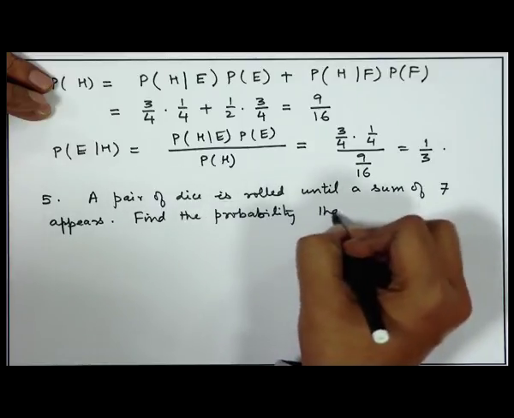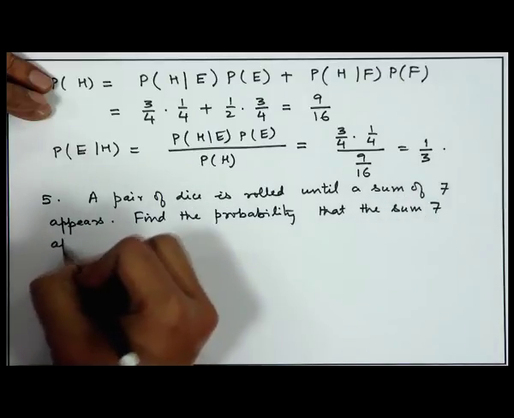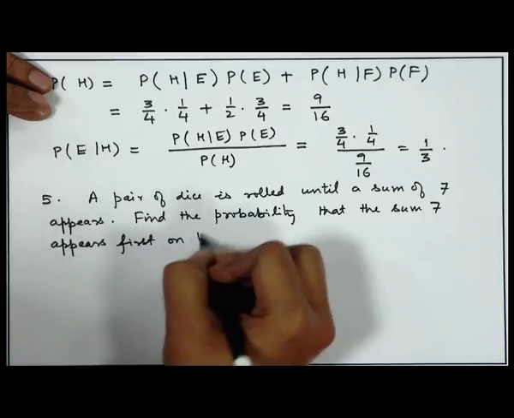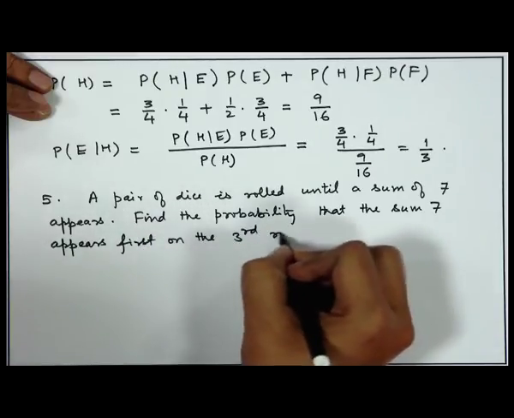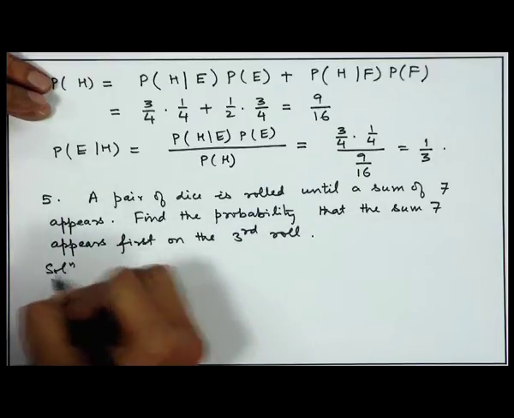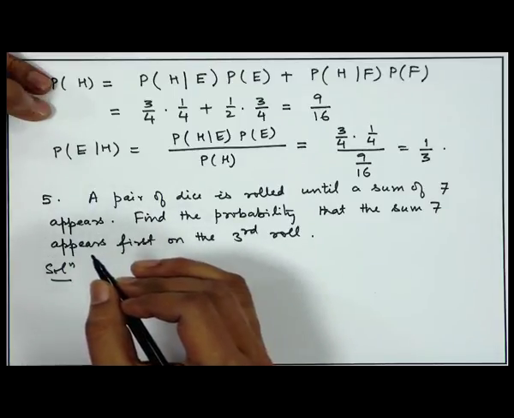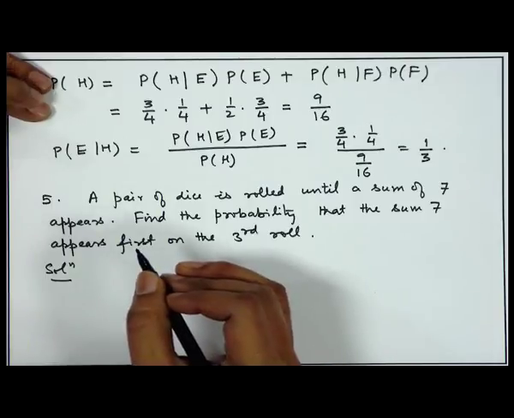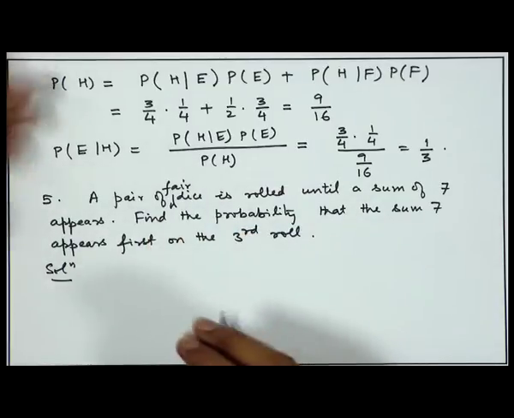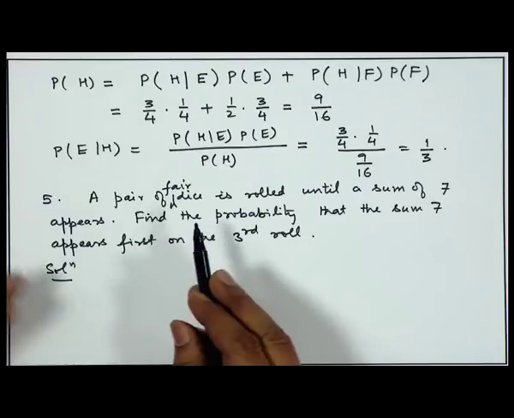that the sum 7 appears first on the third roll. Okay. First of all, if we toss a pair of dice once, so we assume fair dice, so that the probability of each outcome is equal. So, there are total 36 cases.